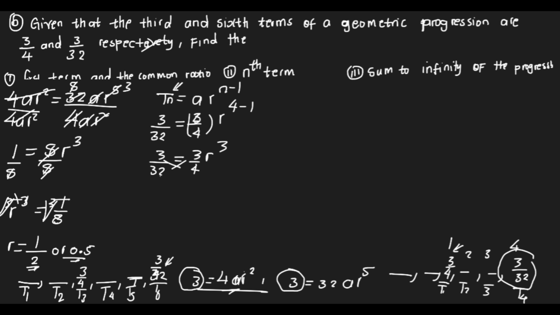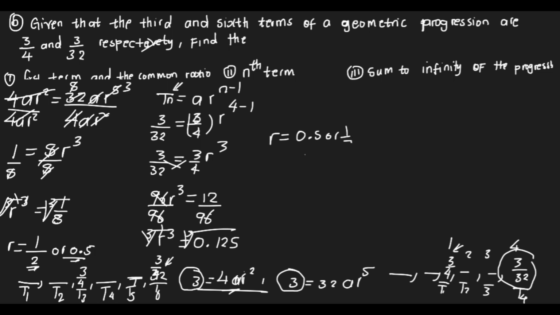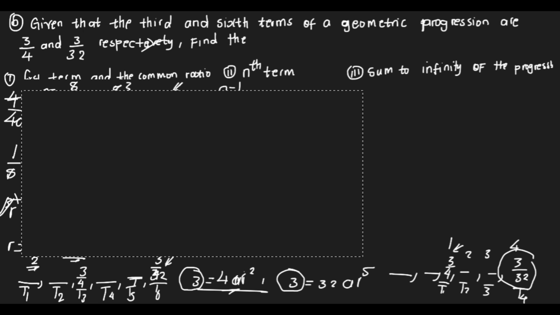We can now cross multiply. 32 times 3 is 96R raised to the power 3, and 3 times 4 is 12, over 96. So R raised to the power 3 is equal to 12 divided by 96, which is 0.125. Then we find the cube root. On the calculator, the cube root of 0.125 is 0.5, or half. So these are the two ways in which you can find the answer. Okay, so now we have the common ratio.